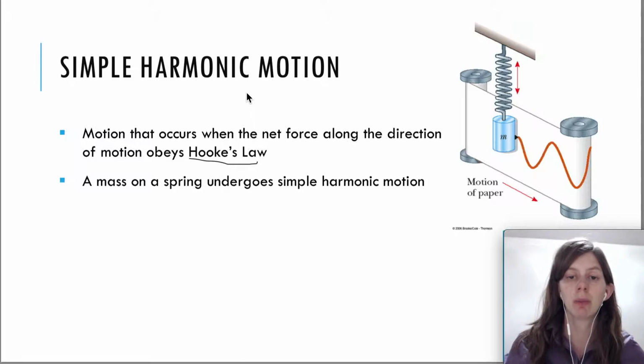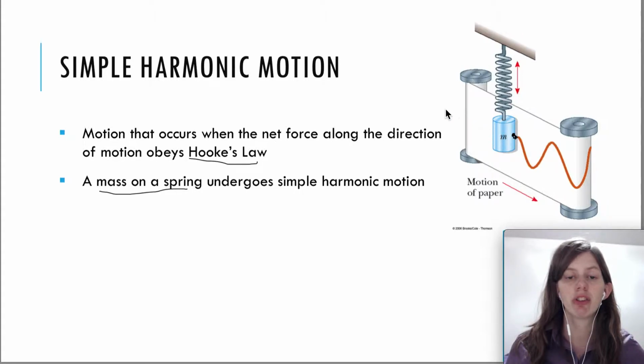The most common example of simple harmonic motion is a mass on a spring, because a mass on a spring obeys Hooke's law. Any object that obeys Hooke's law is going to move in simple harmonic motion. We see in this picture that there's a mass going up and down, and as it does so, a scroll of paper is rotating and recording the motion. You can imagine there's a pen or some kind of marker on the mass. As it oscillates up and down, the paper traces out the motion.